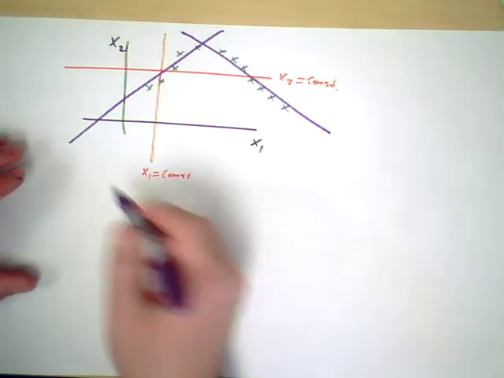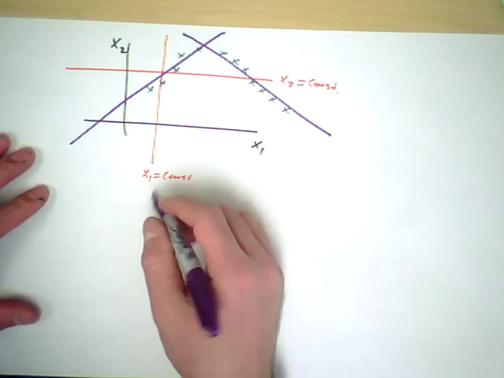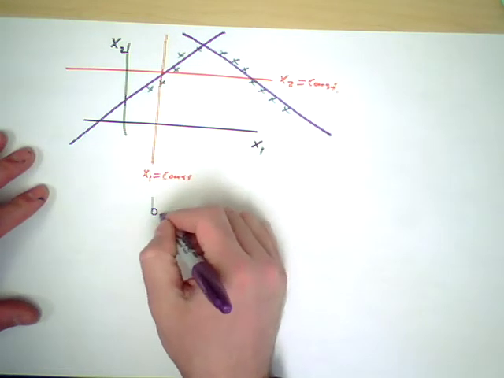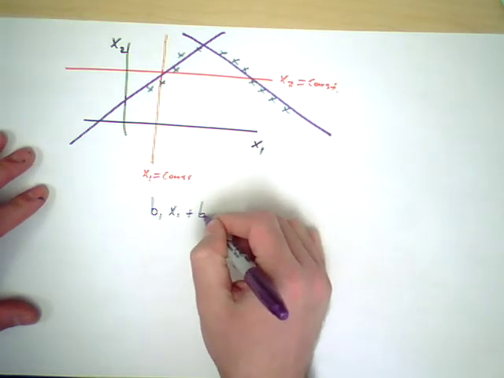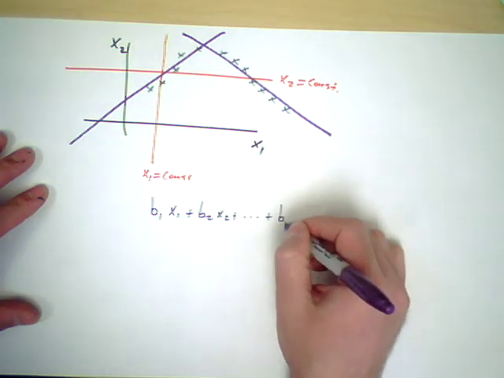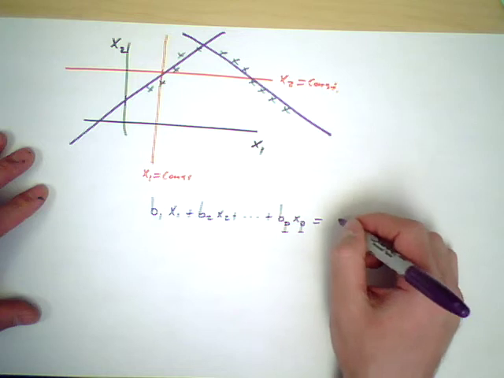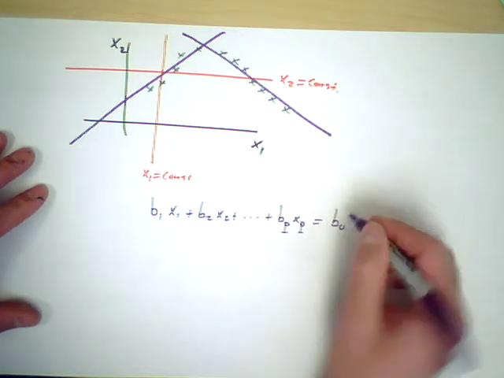So what does a hyperplane look like in x1, x2, or x1 through xp? Well, a hyperplane looks like b1 x1 plus b2 x2 plus dot dot dot plus bp xp equals some constant. Maybe I'll call it b0.